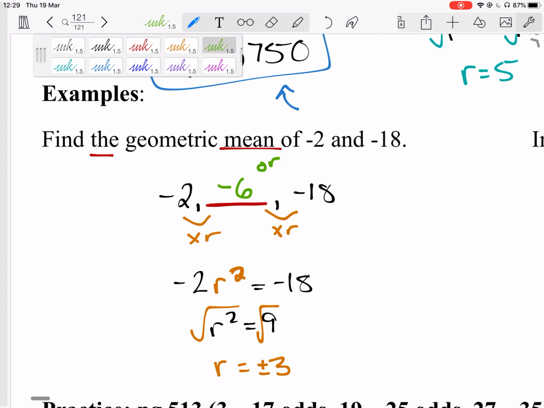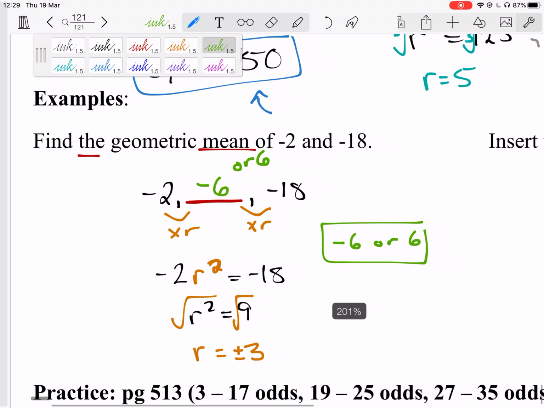Or if I use negative 3, negative 2 times negative 3 would give us positive 6, and positive 6 times negative 3 would give us negative 18. So both of these work. So we have negative 6 or positive 6. Both solutions work out for us. Because we don't have more information, we just have those two numbers, we have two solutions.